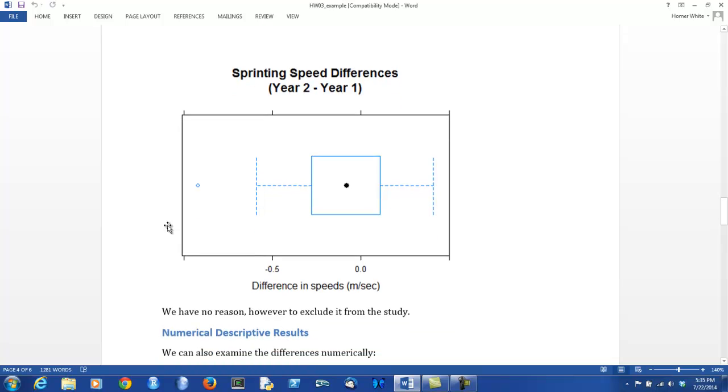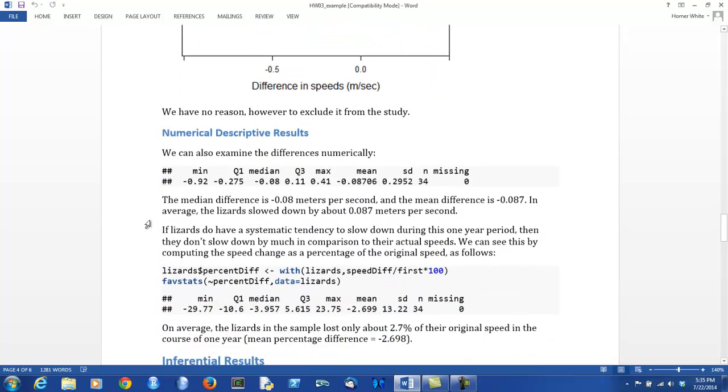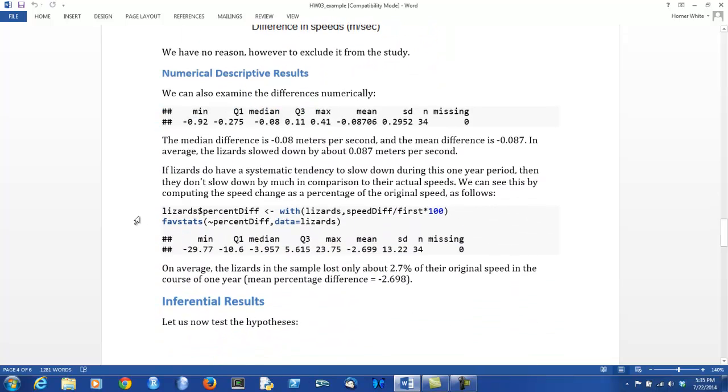For numerical descriptive results, we chose to do favstats again as usual, and since we're interested in what's going on typically, we'll be looking at measures of center like median and mean. Both of them are fairly small negative numbers, so speeds are going down on average in the sample, but not by a whole lot.